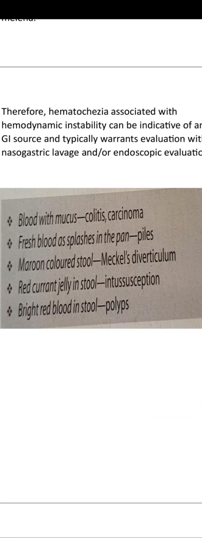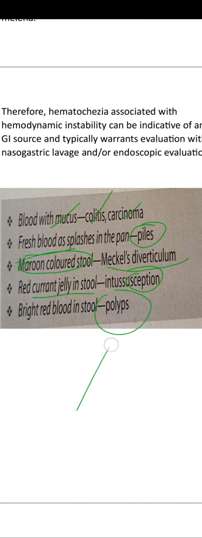Some classic words in the history give us a hint about the diagnosis. For example, blood with mucus: we are talking about inflammatory bowel disease, ulcerative colitis, Crohn's disease, or carcinoma. Fresh blood as splashes in the pan, we are talking of piles. This is when the toilet is full of blood. Maroon colored stool, we are talking about Meckel diverticulum. Red currant jelly in stool is a late presentation of intussusception. And bright red blood in stool is a polyp.